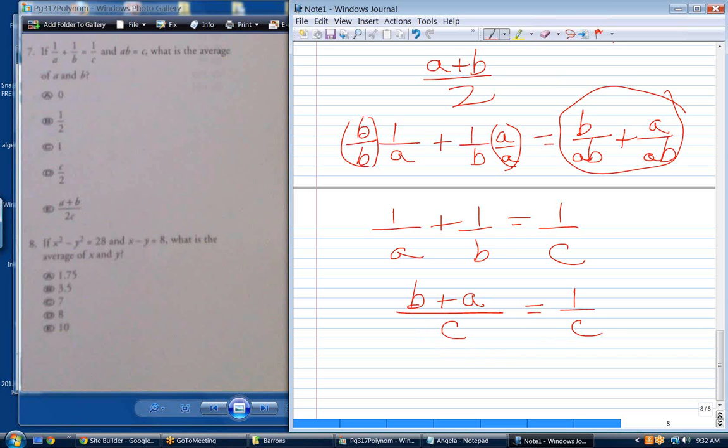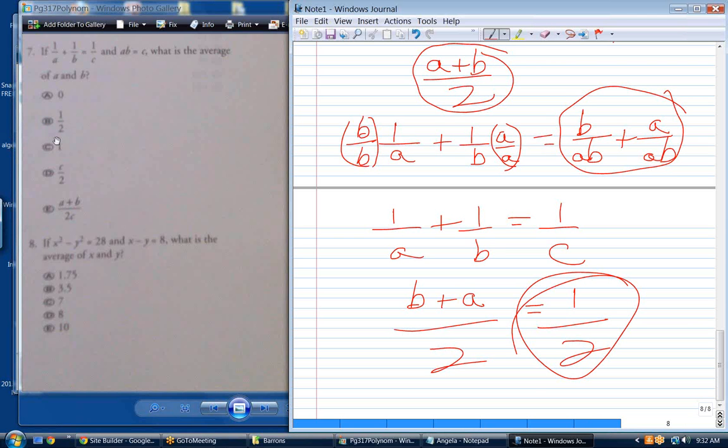So now what can I say about the numerators? In other words, I can just multiply both sides by C. If you have the same denominators, then the numerators are equal, which means I can erase this, and I have B plus A equals 1. So what is (B plus A) divided by 2? Answer B.